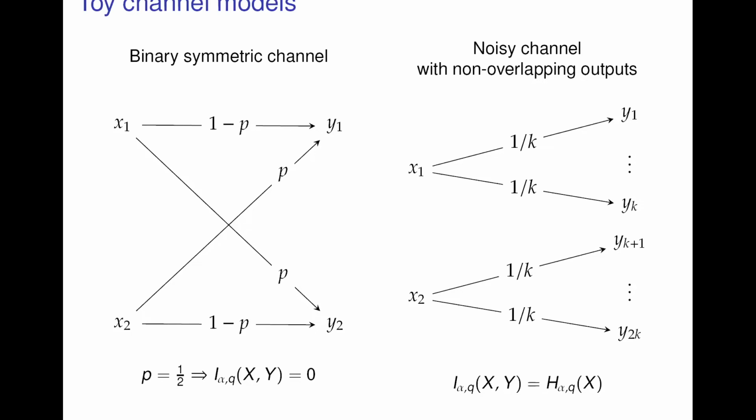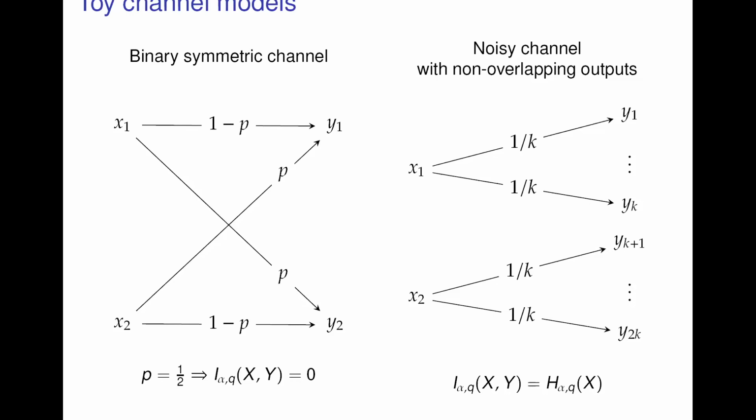If X1 is sent, Y1 will be received with the probability 1 minus P, Y2 with the probability P, and the same for X2. If this parameter P is equal to 1.5, then the output distribution will be uniform regardless of the distribution of the input. And in this case, we will not be able to recover the input at all. This is one limit case.